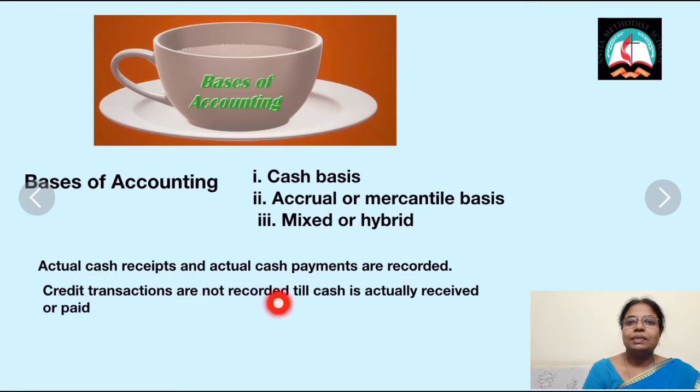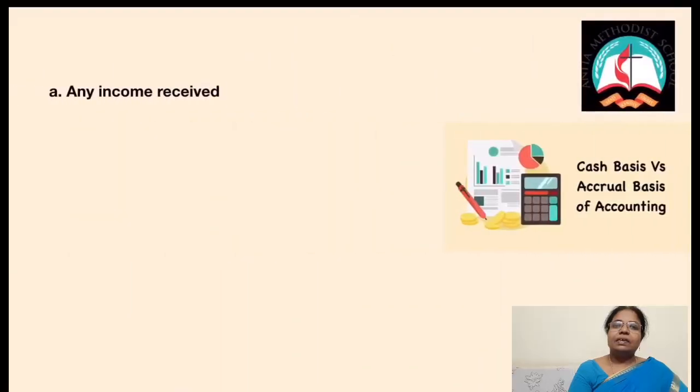Actual cash receipts and actual cash payments are recorded in cash basis. So whatever the actual cash receipt and actual cash payment made are recorded. Credit transactions are not recorded till cash is actually received or paid. So only cash transactions are recorded, and credit transactions are not recorded, but once the cash is received or paid, then it will be recorded.